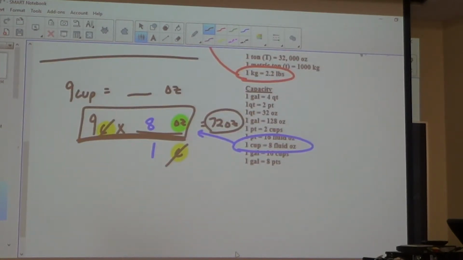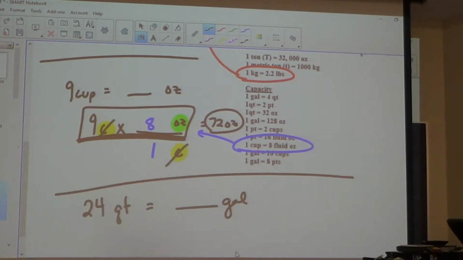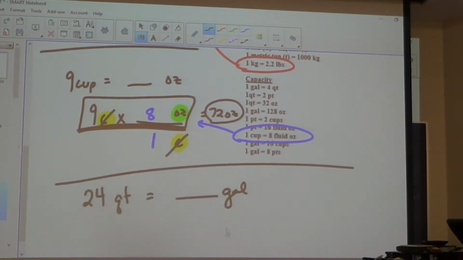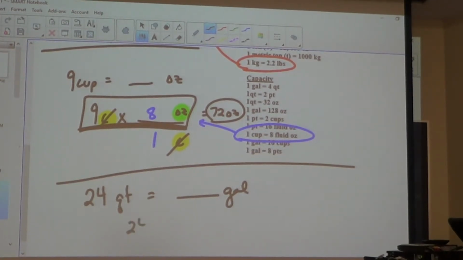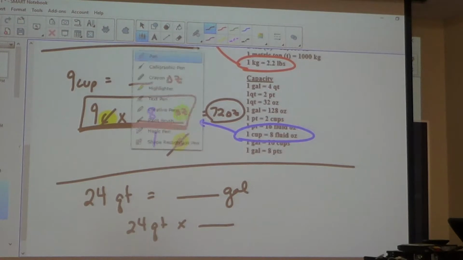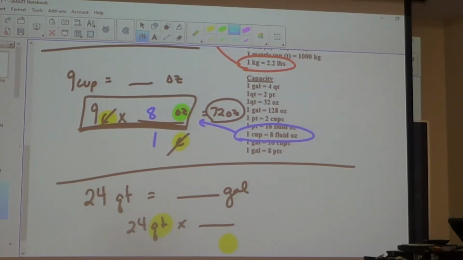What if I had 24 quarts? Let's say we made 24 quarts of moonshine. How many gallons is that? I just couldn't think of anything else that had quarts and gallons. So 24 quarts times something. What goes in the bottom? Quarts goes in the bottom. Gallons goes in the top.